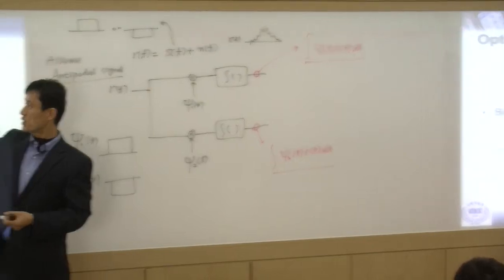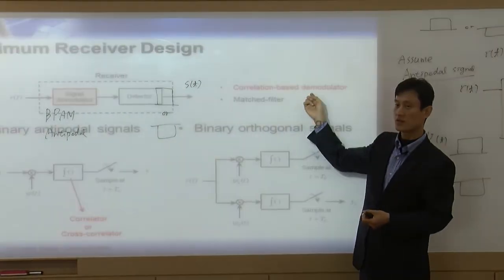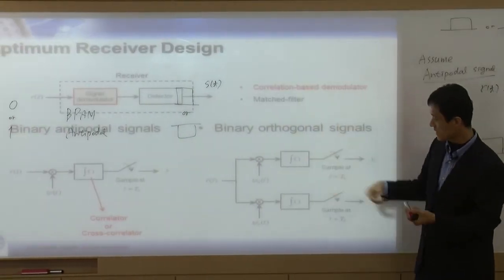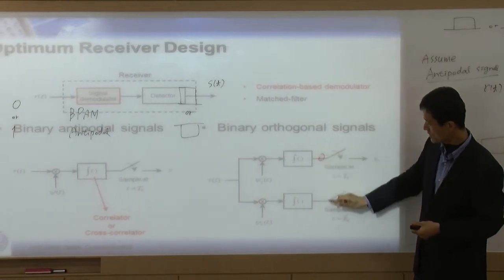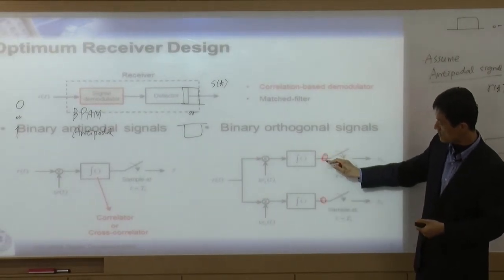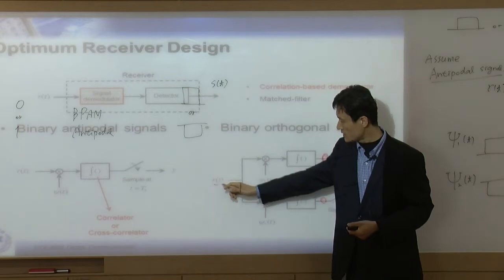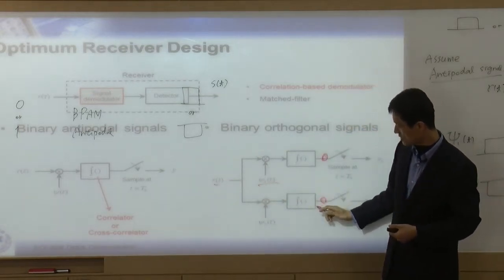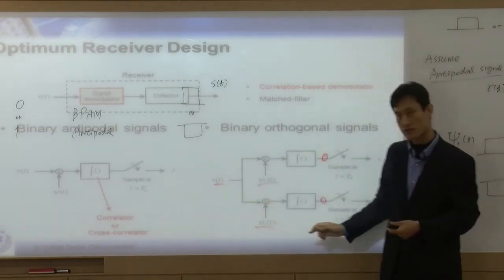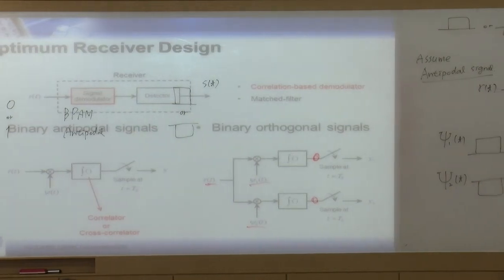This is why we call this a correlation-based demodulator. So we are basically calculating correlation here. And here, it is a correlation between r(t) and this one. This one is correlation between this one and this.